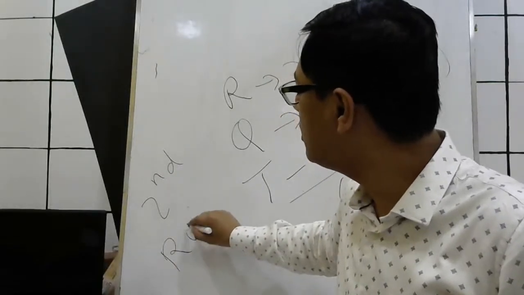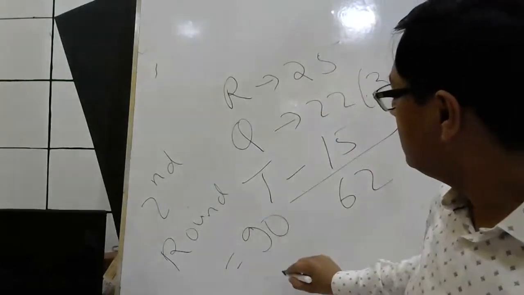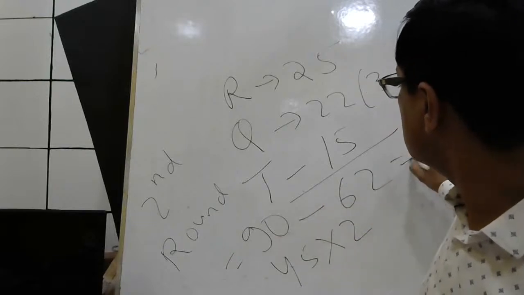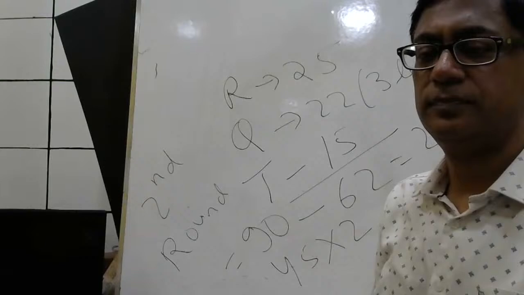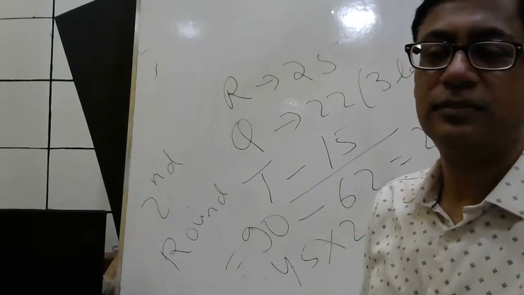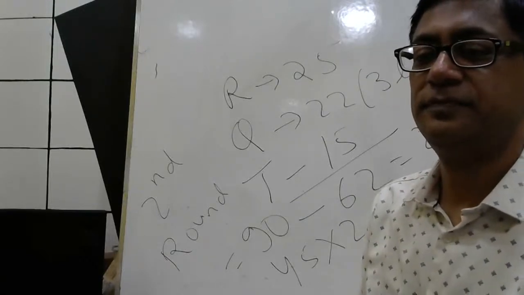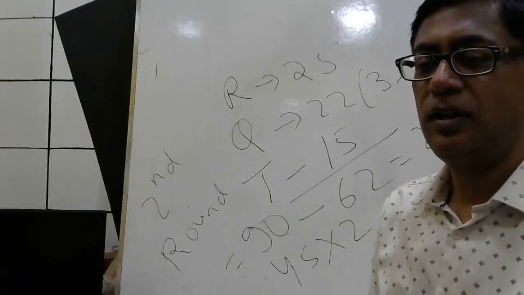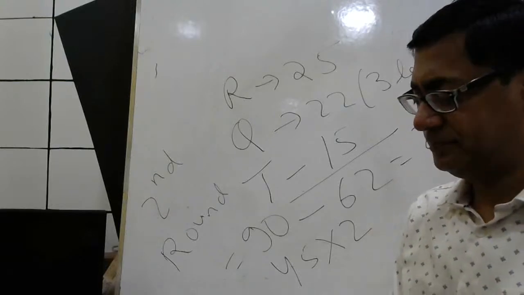Second round, 90. This comes from 45 into 2. So 90 minus 62 is 28. Am I clear to you? Great. So finally the board has worked, it seems. So is it clear to all of you? We can go to the next question now. Good.